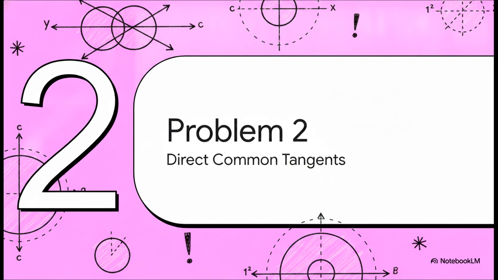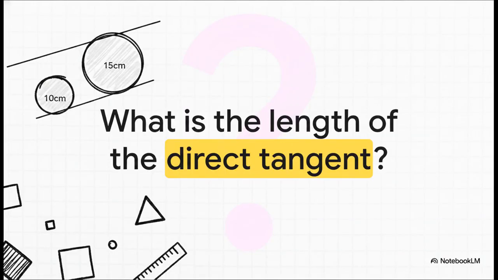Now let's keep the momentum going. Here is Section 2, Problem 2, Direct Common Tangents. Moving right into our core exam topics, we are going to look at direct common tangents. Let me tell you, this is a topic that examiners absolutely love to test, and I want you to be completely confident whenever you see it on a paper.